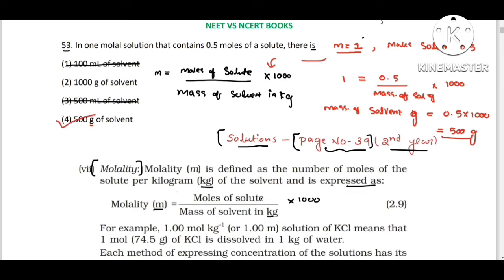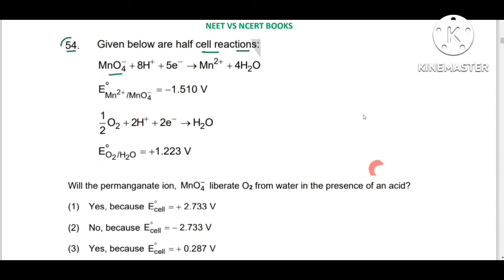So 4 is our correct answer. We just need to know the formula of molarity, and you can easily answer this question. Now let us discuss question 54.